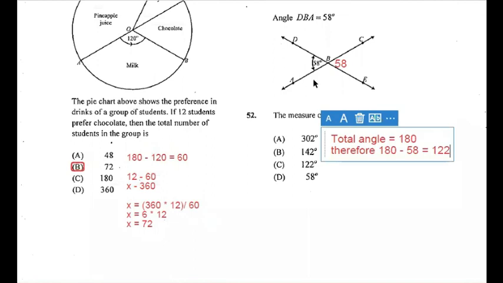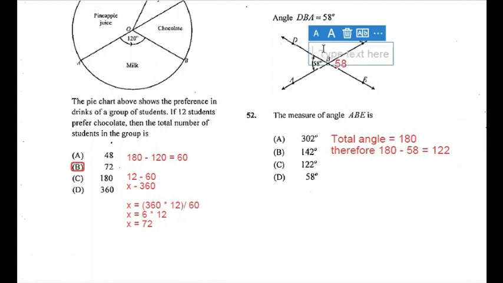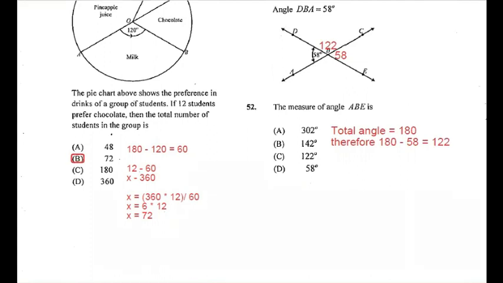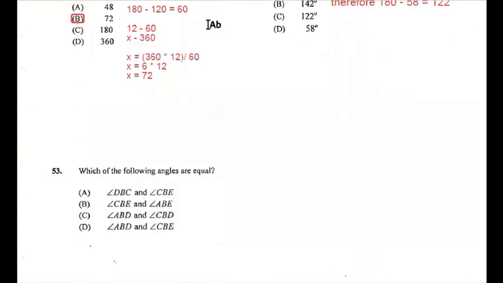Still using the reference from 52, which of the following angles are equal? What we do know is that DBA is equal to CBE. And if this ABE, which we just found, is 122, it means that right here is also 122. So therefore, ABD is equal to CBE and DBC is equal to ABE. So once you write that down and then look at the different angles that are given, we will know that D is our answer, which is ABD and CBE.